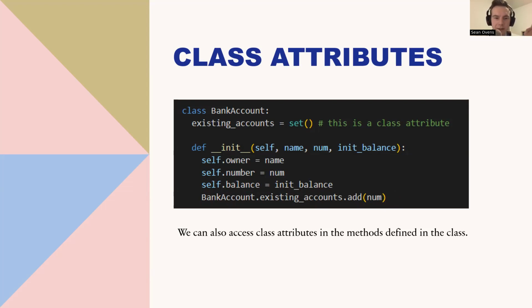Notice a key thing here is that even in the methods that are actually defined in bank account, we need to say explicitly bank account dot existing accounts. We can't just write existing accounts. We can't leave out this bank account dot. Python's going to complain about that. So whenever you're accessing class attributes, always make sure you're using this class name dot syntax.